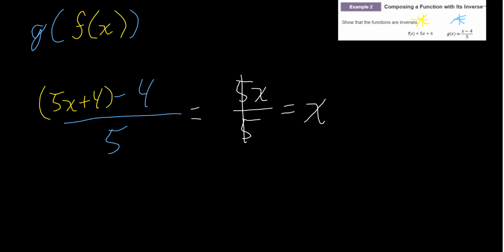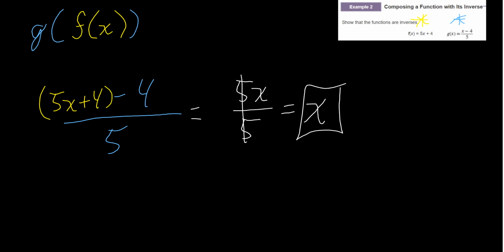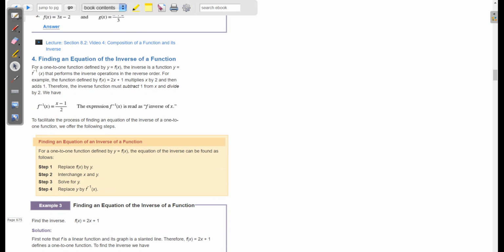Okay. Well, since in both cases, when I took the composite of both g of f and f of g, I got an x, I can say that they are indeed inverses of one another. Now, I said that this is my least favorite way to do it, so let's figure out my favorite way to do it.